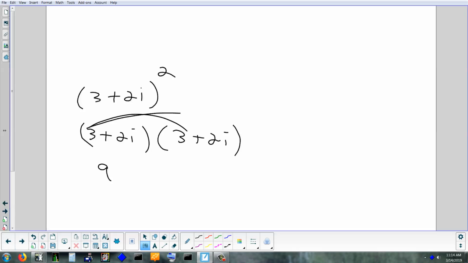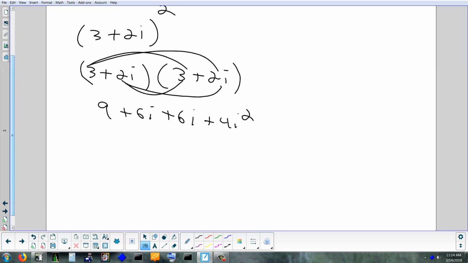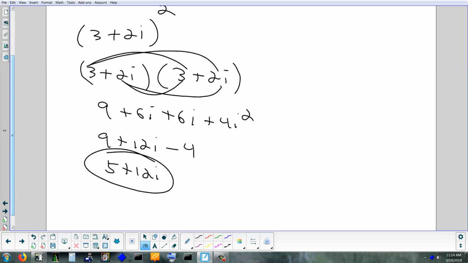So I get 9. 3 times 2 is 6i. 3 times 2 is another 6i. And 2i times 2i is 4i squared. But then I got to combine all the like terms. So 9 plus 12i. I have to remember that i squared is -1. So that's really 4 times -1, which is -4. Then I got to combine like terms again. 9 minus 4 is 5. So if you know what you're doing, it's not that bad to square something. You can do it in 30 seconds or less.